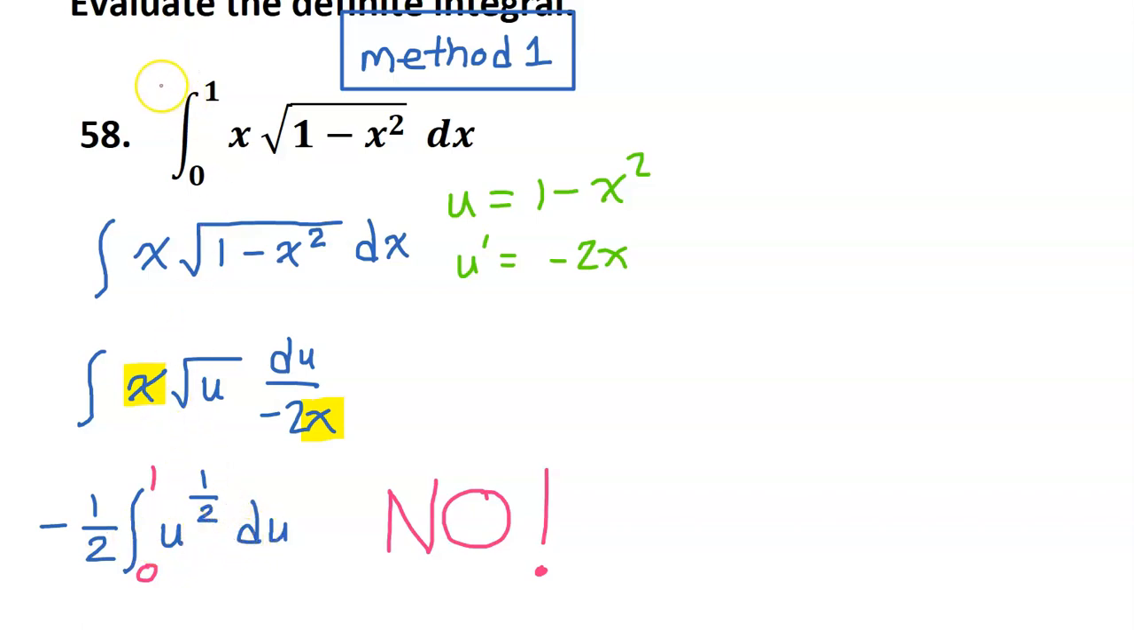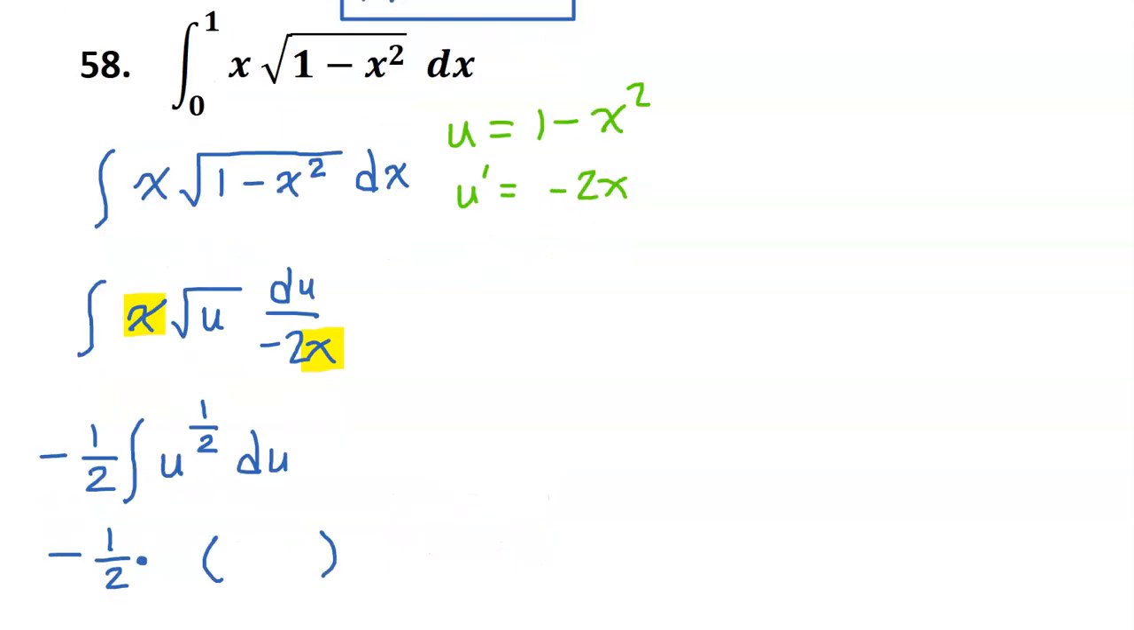The reason why is because these are x values. So x equals 1, x equals 0. But now we have changed from x's to u's. You can't mix x values with u. This is an invalid notation, so you will lose points.